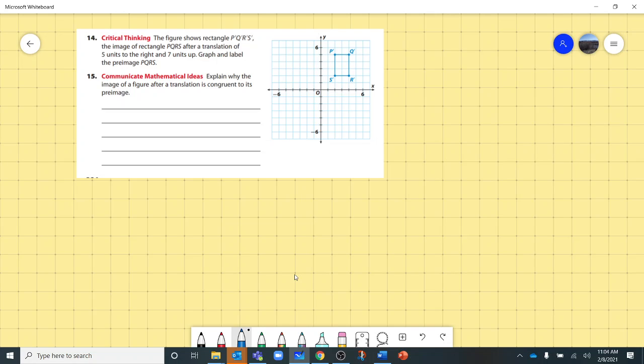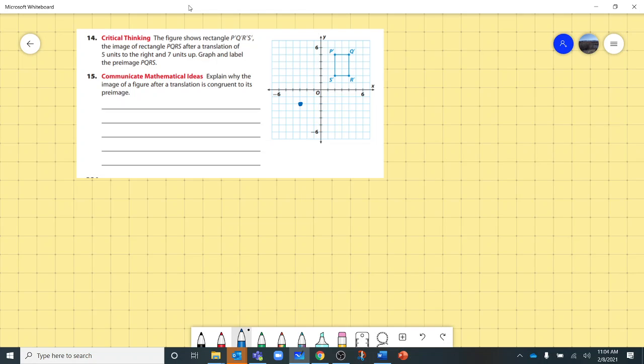Well, you should try this on your own first, but if you get stuck, you can look at the video. PQRS is the image, which means we need to do the opposite of what they did before. So they went 5 units right and 7 units up. So we're going to go 5 units left, 1, 2, 3, 4, 5, and 7 units down, 1, 2, 3, 4, 5, 6, 7.